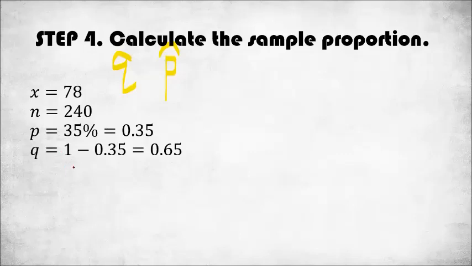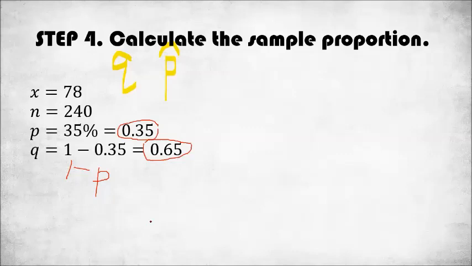So first, hanapin muna natin ang value ng Q. That is given by 1 minus P. So yung value ng P natin is isusubtract lang from 1. So 1 minus 0.35 is equivalent to 0.65. Ito ang gagamitin nating value ng Q and ito ang P.